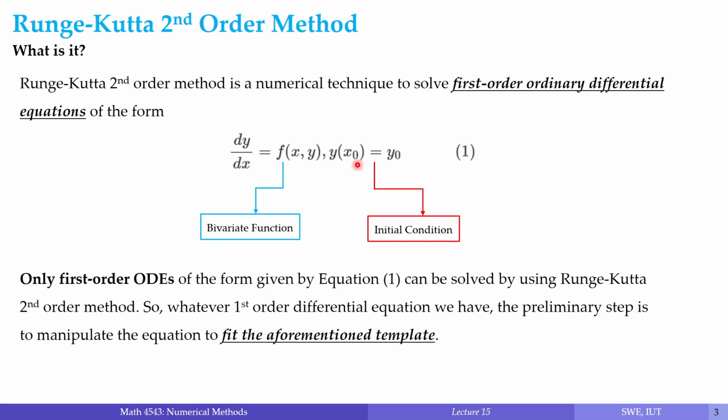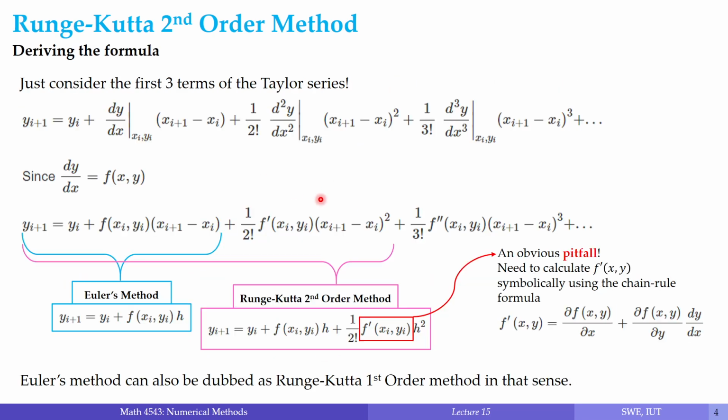So this of course implies that x is our independent variable which we can change at will, and according to that change the value of y will change as well. So the value of the dependent variable y at a particular point x naught is given as y naught. That's our initial condition. From our previous lecture, we have already seen, given a first order ODE, how we can express it into this template over here, right? So we have to do the same first step in the case of the RK2 method as well, which means whatever first order differential equation we have, we have to fit it in this template over here. Fine. So now let's derive the formula for the method.